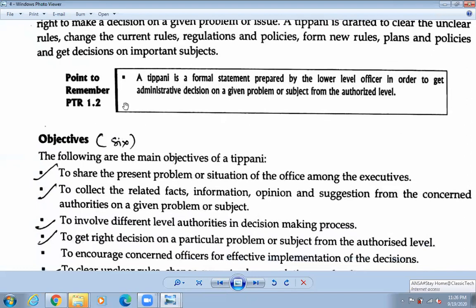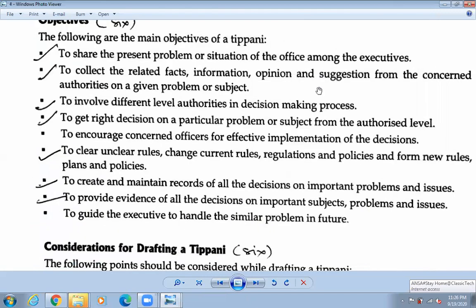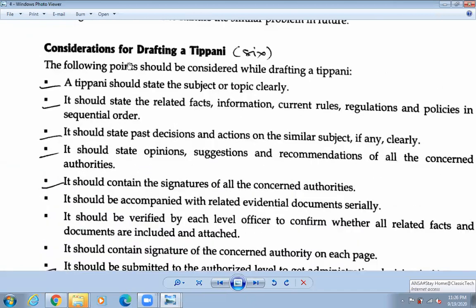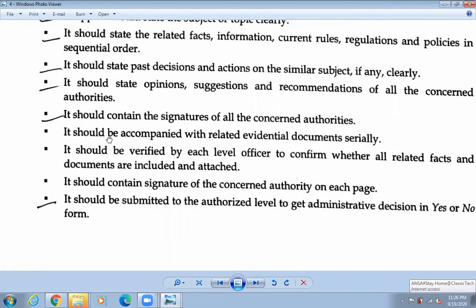Either tipani will come, resolution will come, or report will come in your examination. So it is very important from the point of view of your examination. Please learn it also. Okay, after writing it, learn it also. And submit this work in your Google Classroom, okay?